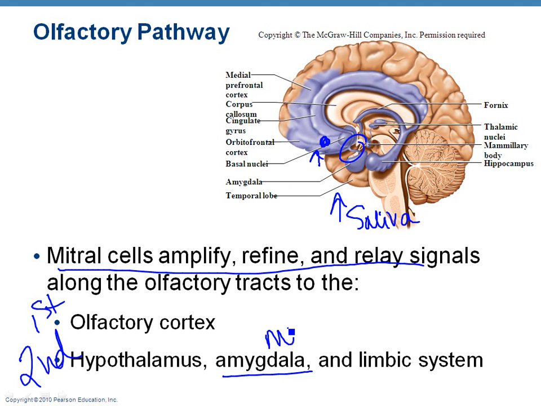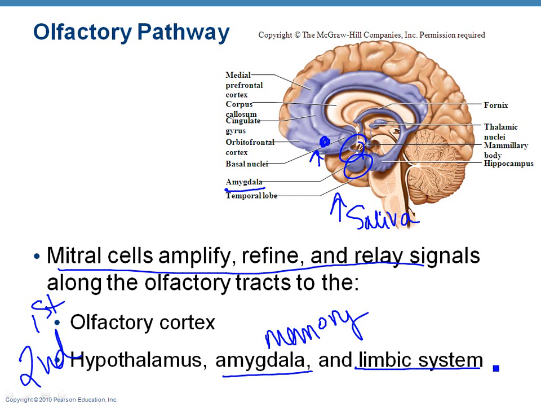Amygdala, this is the seat of memory in the brain, and they show you right here, amygdala. So as this action potential goes through the olfactory tract, it goes through the amygdala, the seat of memory. This is why you can smell a rose and it reminds you of a past boyfriend or girlfriend, or you can smell a perfume, or you can smell chicken noodle soup and it reminds you of your mom or your grandmother. It's because of the pathway that this tract is taking in the brain.